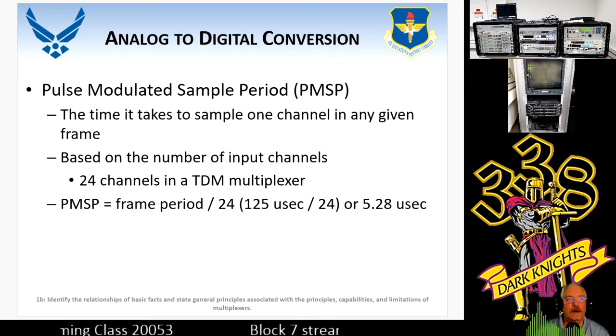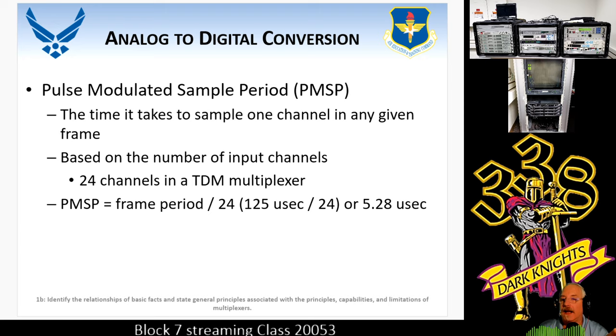The whole thing with the pulse modulated sample period is that it's based on the number of channels in that multiplexer. Remember I told you about the FCC 100 having 16 channels? Well, how many channels are on the NSM? We said 12. We haven't got to the NSM, but I was hoping you were listening yesterday. So that's 12. Everything is dependent on the number of channels you have in that multiplexer.